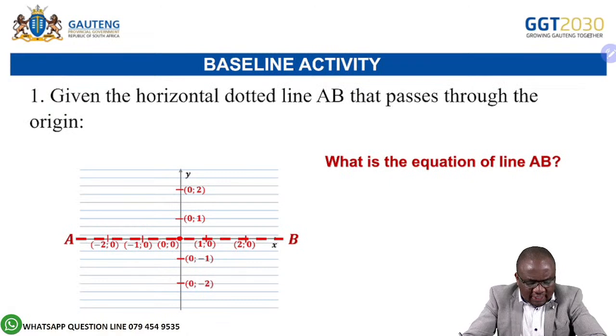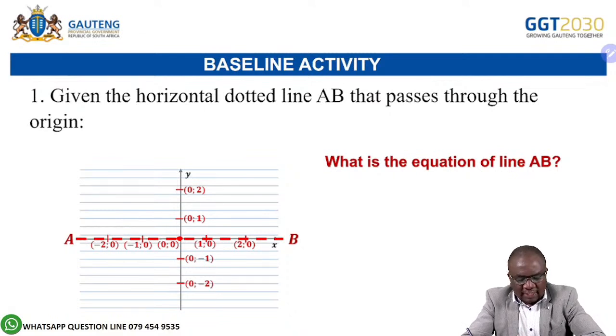Right, given the horizontal dotted line AB that passes through the origin, what is the equation of line AB? Just 1 minute. Answer the question, learners.